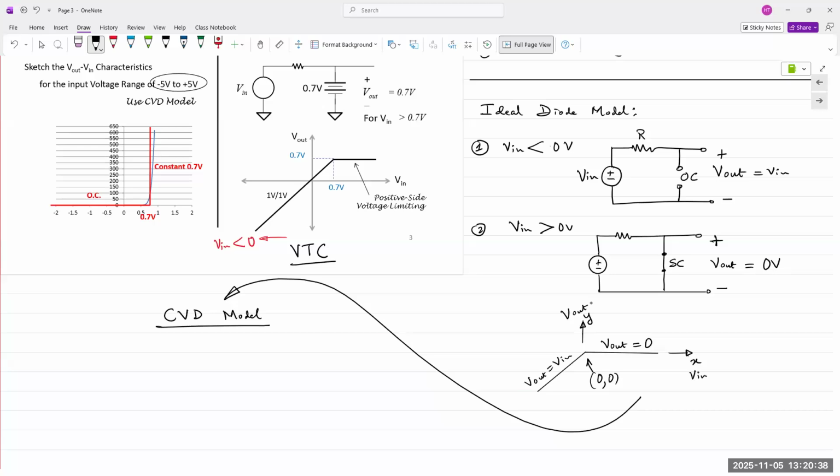It requires 0.7 volts to turn on, meaning V in must exceed 0.7 volts. That's the only difference. No other difference. It must exceed 0.7 volts. Below 0.7 volts, V in is equal to V out. So there is no other difference.